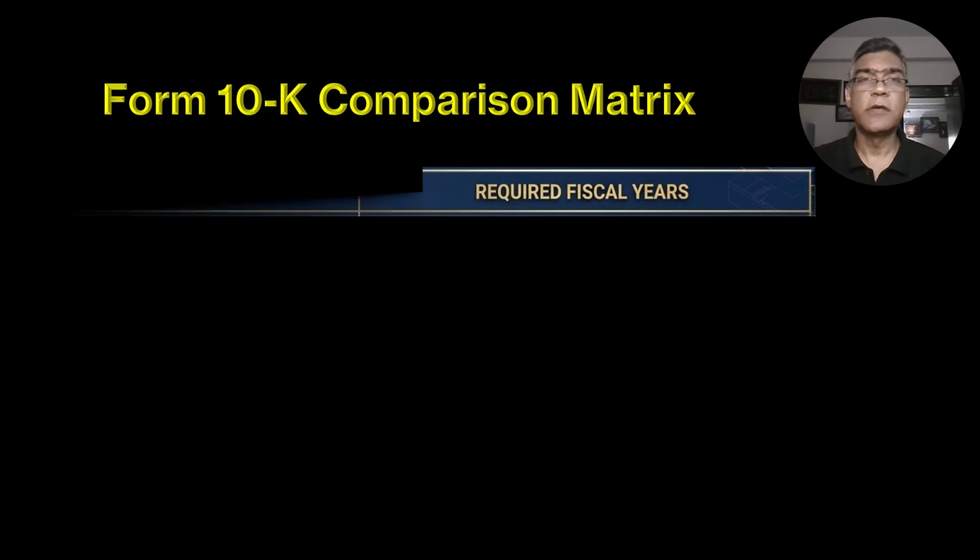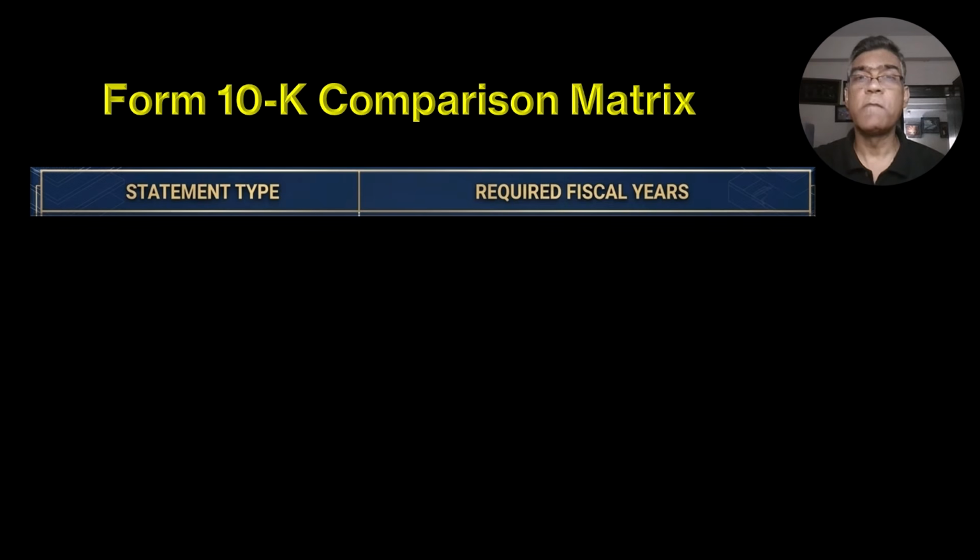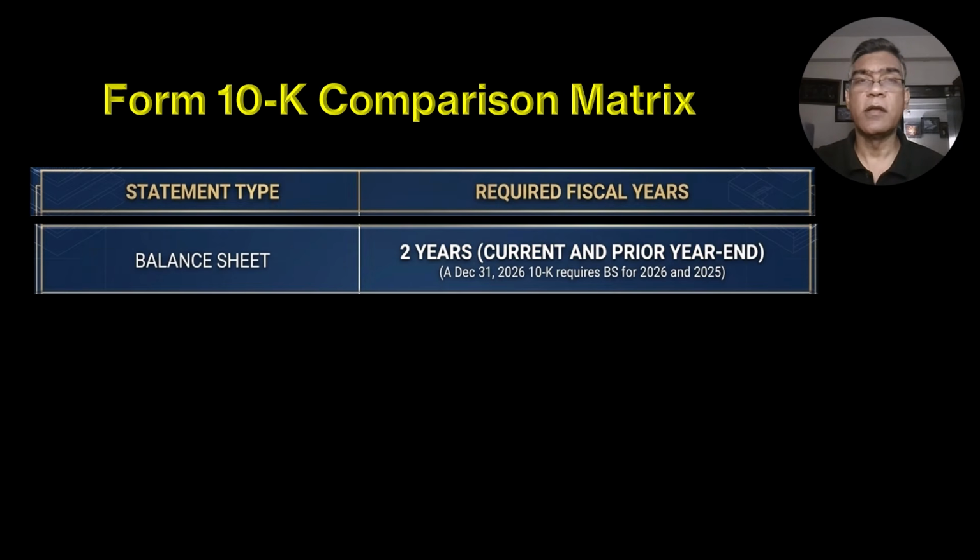Now let's look at the Form 10-K comparison matrix. This is where structure meets compliance. Each financial statement has its own timeline requirement, and understanding this helps prevent costly SEC filing errors. Start with the balance sheet. Only 2 years are required, the current and the prior year end. So for a December 31st, 2026 10-K, you will present 2026 and 2025. It is a snapshot of financial position, not performance.